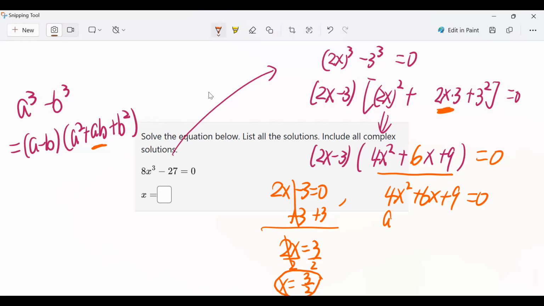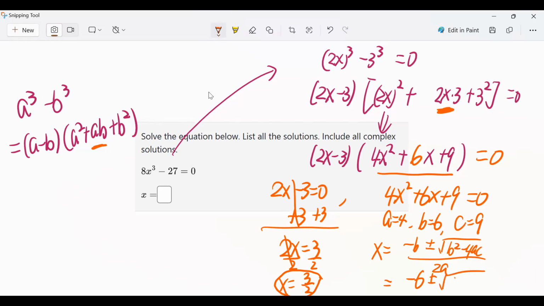And for the second one, a is 4, b is 6, and c is 9. So we're going to use the quadratic formula. x equals minus b plus or minus radical b squared minus 4ac over 2a. Plugging in the numbers, it's minus 6 plus or minus 6 squared minus 4 times 4 times 9, over 2a, which is 2 times 4, which is 8.